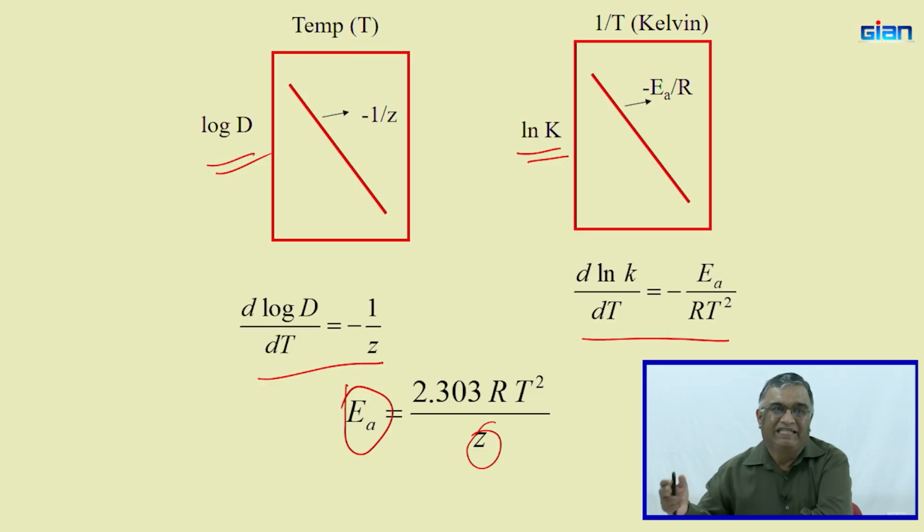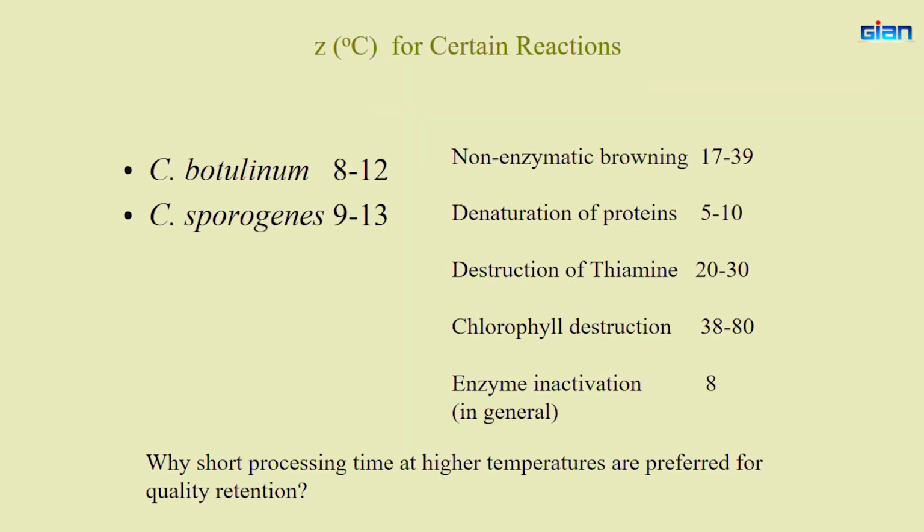But in today's environment, a lot of these databases are readily available. You don't need to memorize many of the details. You need to know where to look for that information and then use it. So again, here is the Z value for bacteria. You can see Clostridium botulinum, I said 10, but it's in the range of 8 to 12. Sporogenes 9 to 13. On the other hand, for the destruction of thiamine, 20 to 30, whereas denaturation of protein 5 to 10, enzyme inactivation 8.